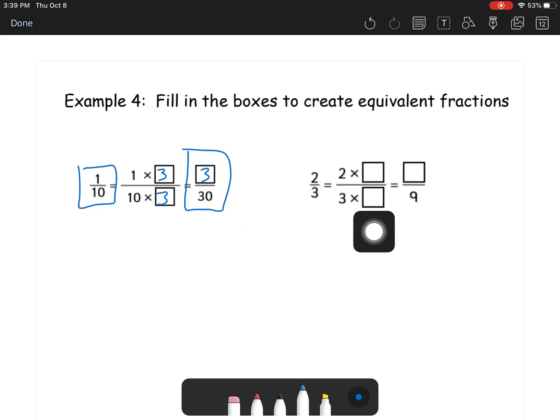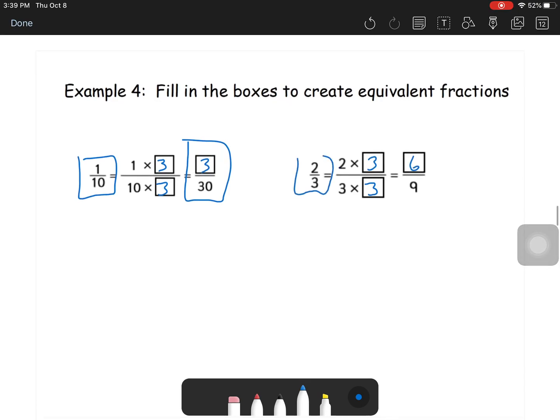Okay, 2/3, and we want to change it so that it has a denominator of 9. And so 3 times what is 9? 3 times 3, and again, same on top and bottom. So 2 times 3 is 6. So 6/9. 2/3 and 6/9 are equivalent. Those are equal, right? Equal fractions. All right.